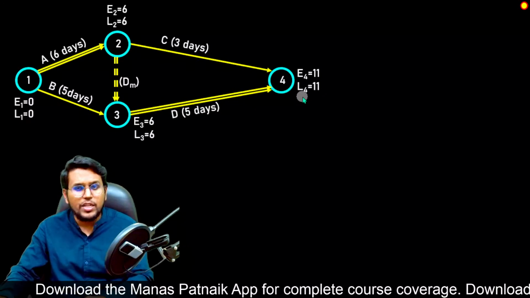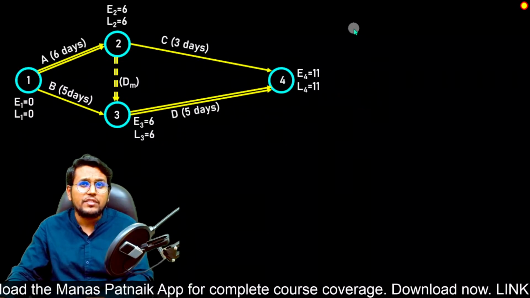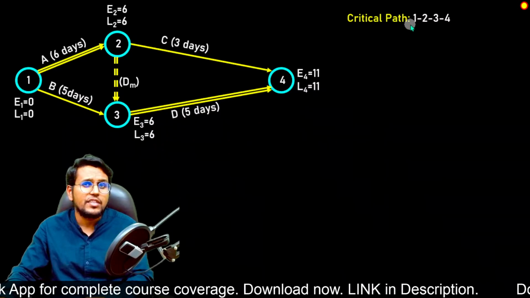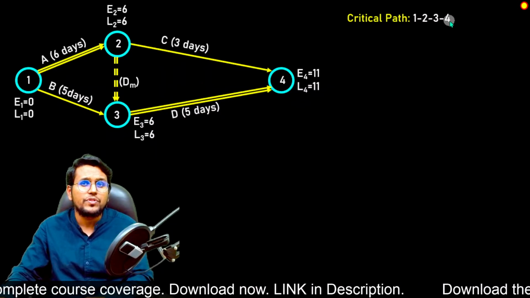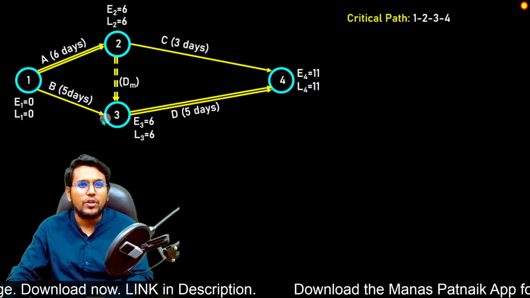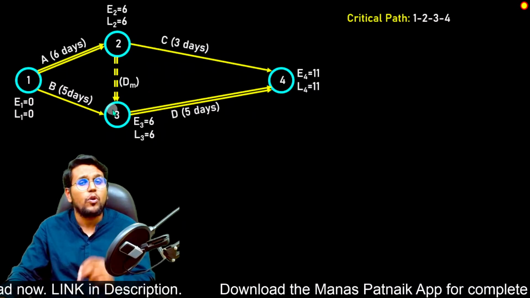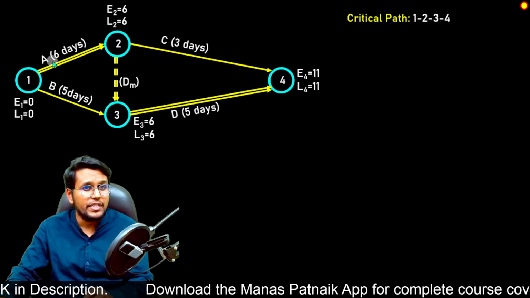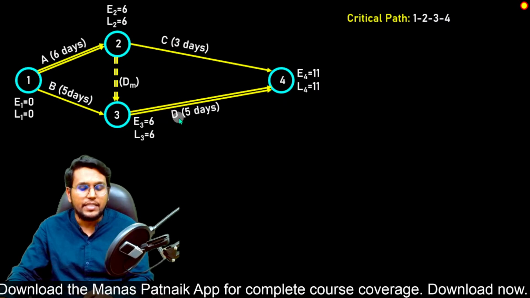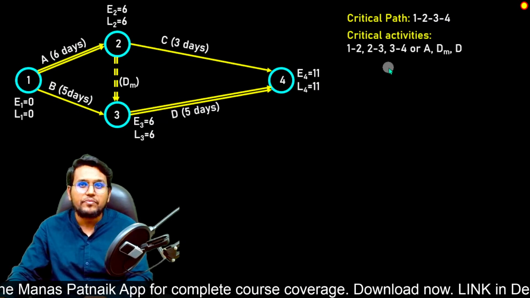Let us see what are the things we have. So first is the critical path, which is consisting of event 1, 2, 3 and 4. So 1, 2, 3 and 4. So this is our critical path, or we can show it in the form of activities also. So A, D, M and D. This also we can write.